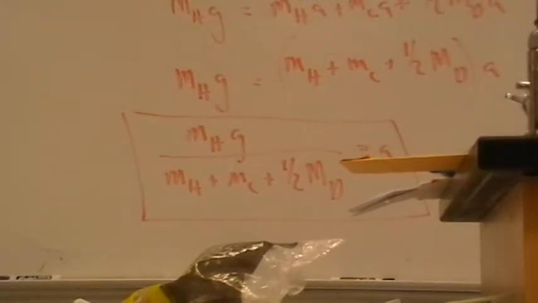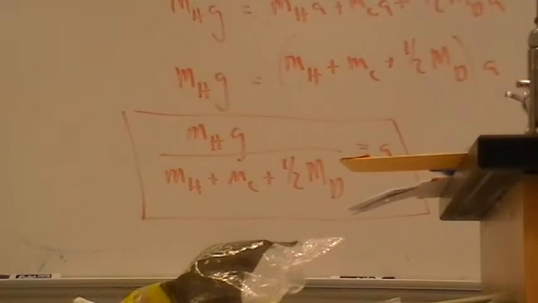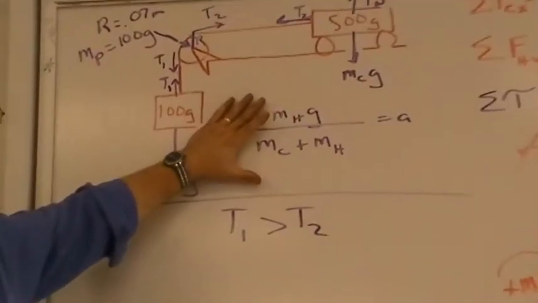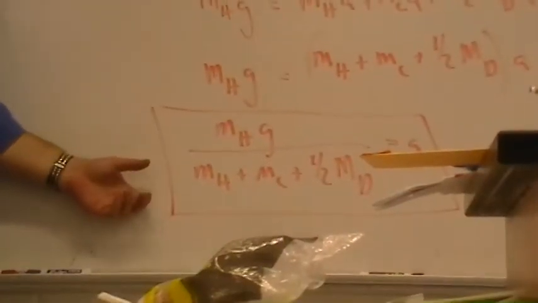Now, here's the test of our answer. What happens in that formula down there if the disk is massless? The 1/2 MD does what? Goes away. And are we back to this? Yes. Yeah, that's a good thing. If we weren't back to that, it would be a problem. Okay? And here's what we got.